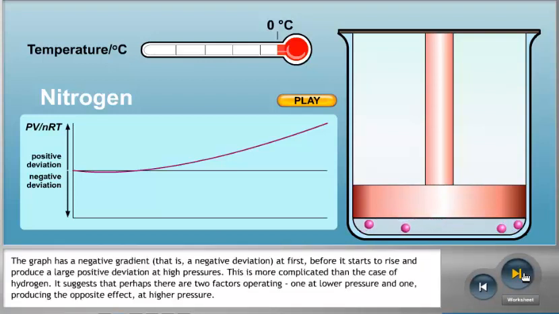The graph has a negative gradient, that is, a negative deviation, at first, before it starts to rise and produce a large positive deviation at high pressures. This is more complicated than the case of hydrogen. It suggests that perhaps there are two factors operating, one at lower pressure and one producing the opposite effect at higher pressure.